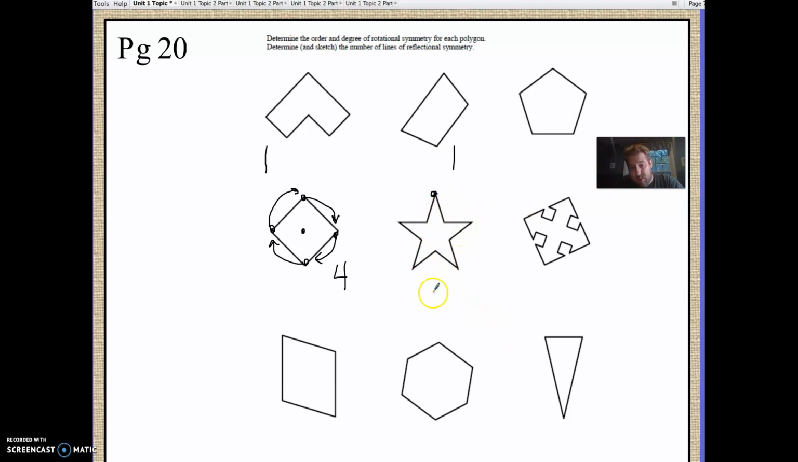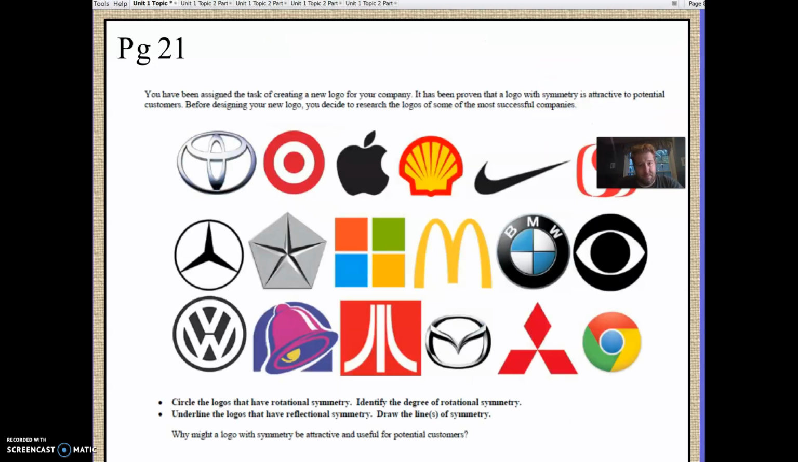Same thing occurs with this triangle. It's going to be 3 times. This one, you can look at each point here, here, here, and here. So it's going to be 4 times. This is a pentagon. It's a regular pentagon. So therefore, it's going to map onto itself 5 times and so forth. That's basically what order of rotational symmetry means.